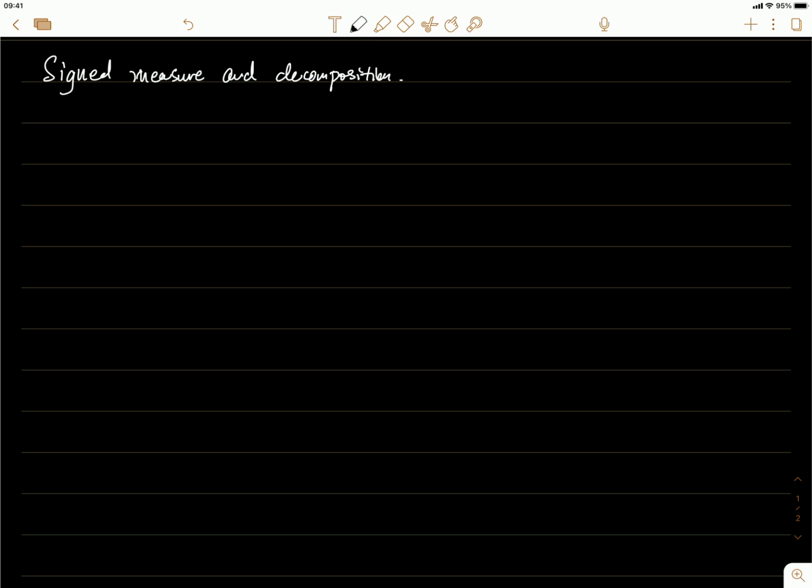Okay, now we start a new chapter about signed measures and differentiation. The first concept is the signed measure and the decomposition of the signed measure. So first, we'll give a definition. A signed measure is kind of an extension of the standard measure we learned before. In other words, we can basically think of the signed measure as the difference of two measures. Okay, but we're going to give a formal definition.